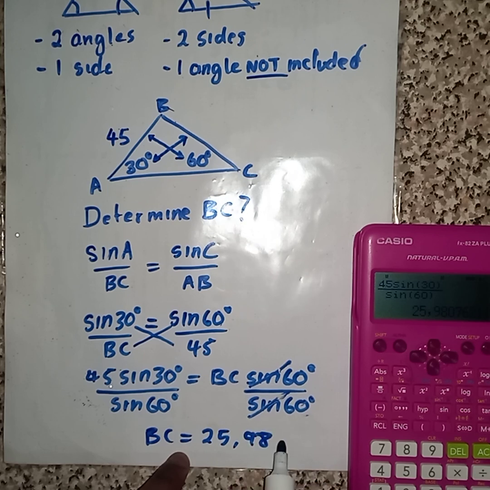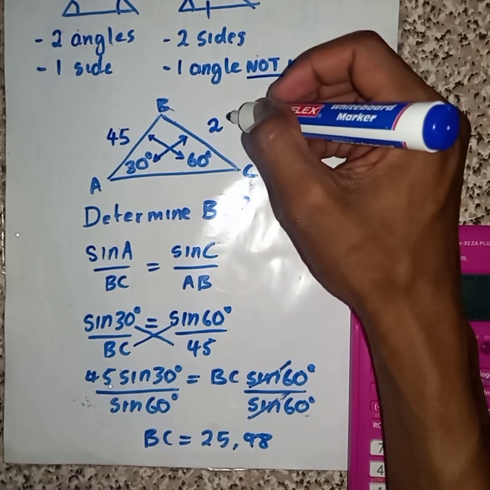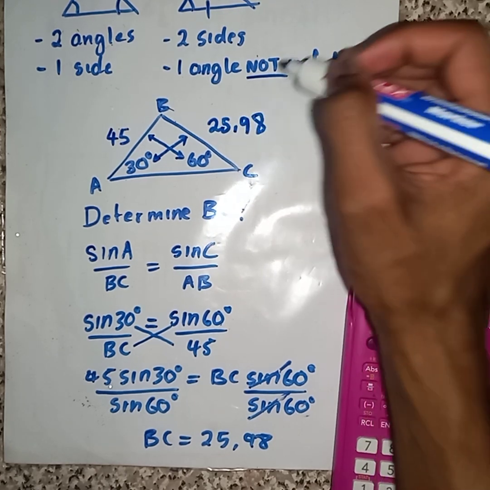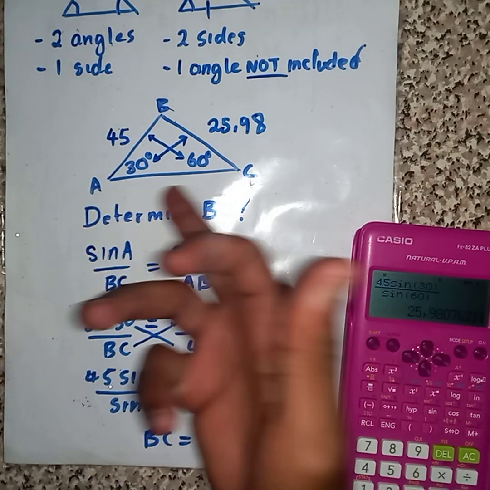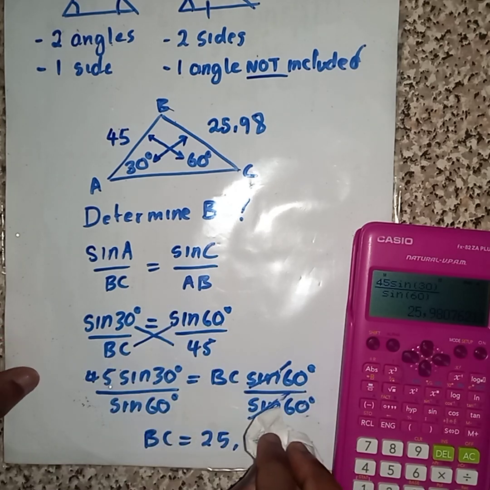Our BC is going to be 25.98. You see? Then let's say the follow-up question says now find AC. Don't be afraid. AC. Then I'm going to erase this one.